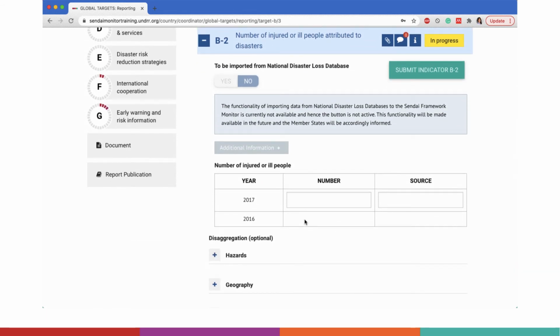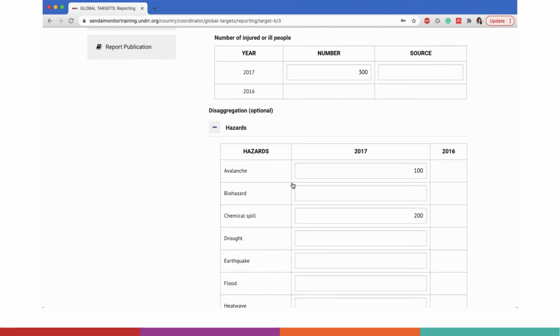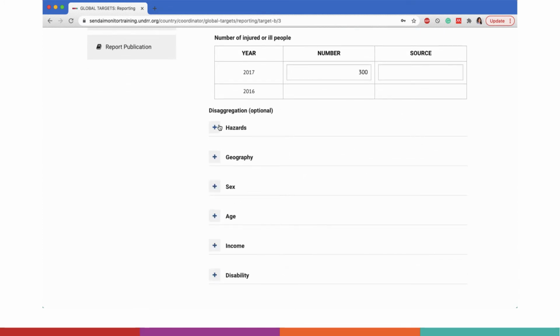Starting with indicator B2, input the number of injured or ill people attributed to disasters in this box. Disaggregation of data is optional but encouraged, and you can input any data that you have available.